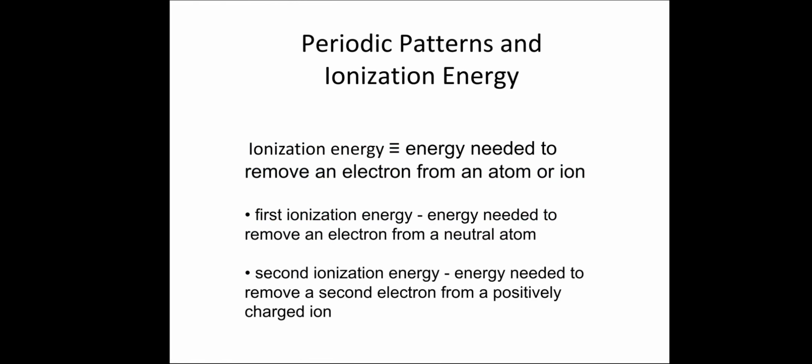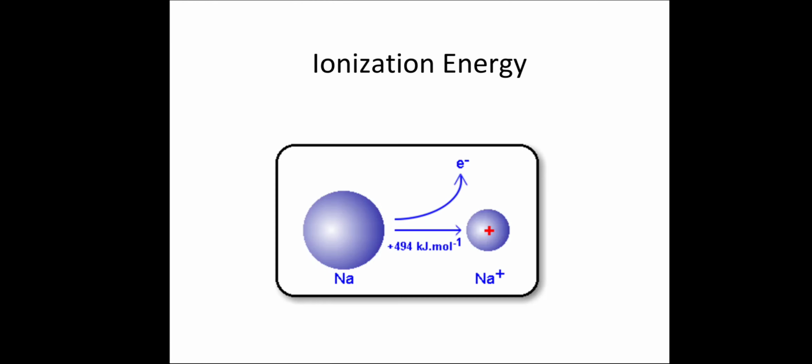The next periodic property is ionization energy. So what is ionization energy? It is the energy needed to remove an electron from a gaseous atom or ion. When the first electron from a neutral atom is removed, it is called first ionization energy. The energy required to remove the second electron is known as second ionization energy. So from a neutral atom, when an electron is removed, energy is required, that is known as ionization energy.